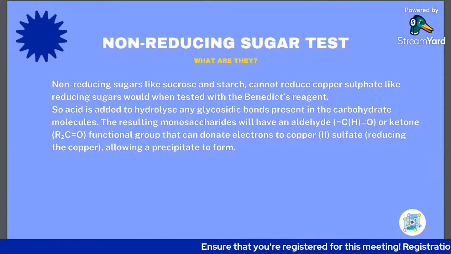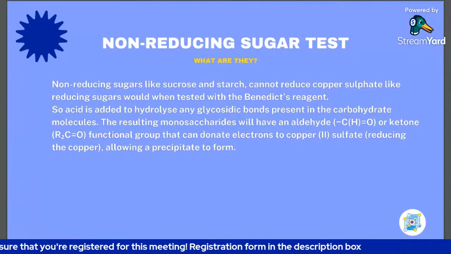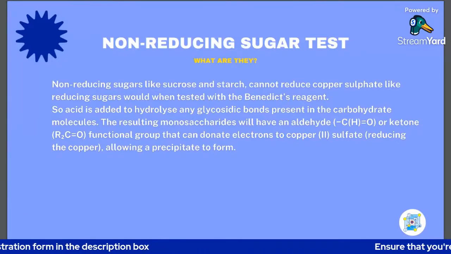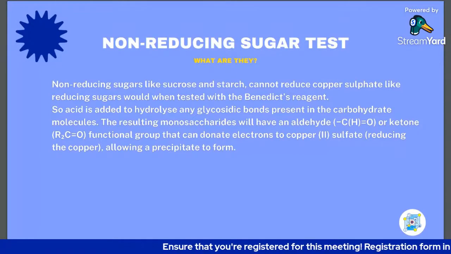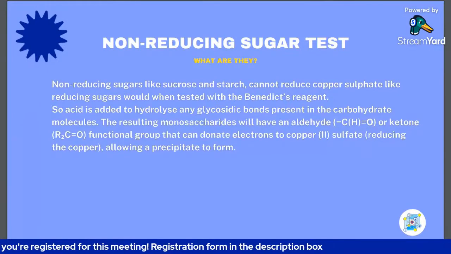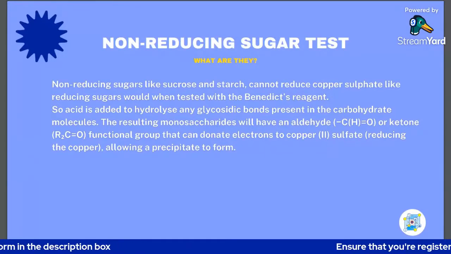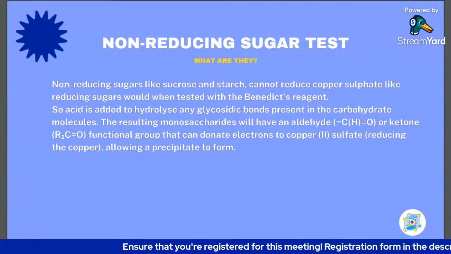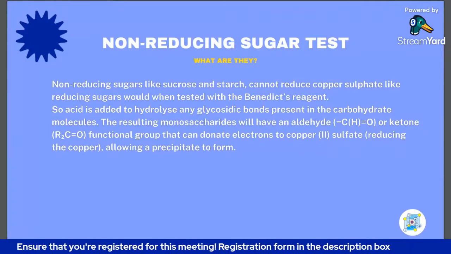So non-reducing sugars, for example, as we noted, sucrose and starch, cannot reduce the copper sulfate like the reducing sugars would when they are tested with the Benedict's reagent. So hydrochloric acid is added to hydrolyze any of the glycosidic bonds that are present in the carbohydrate molecules, and the monosaccharides that are formed as a result will have the free aldehyde or ketone group to donate electrons to the copper sulfate, reducing it and allowing the precipitate to form.